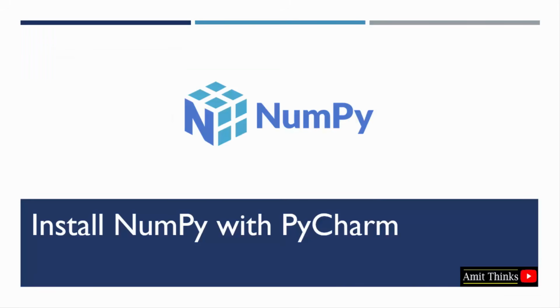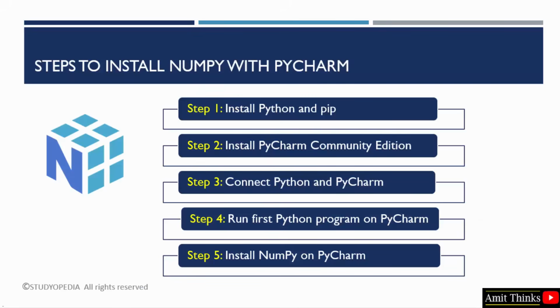In this video we will learn how we can easily install NumPy with PyCharm. For that, first we will install Python and pip. Pip is used to download, install and manage Python library and packages. After that we will install PyCharm. After connecting both Python and PyCharm, we will see how we can install NumPy in PyCharm itself. Since we are using PyCharm community version, free version, so we'll be working on it. Let's start.